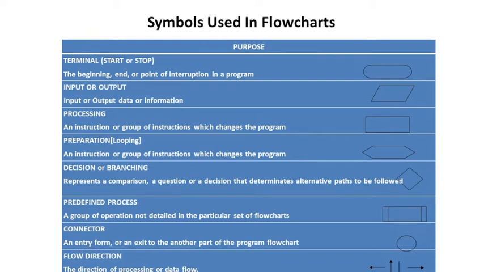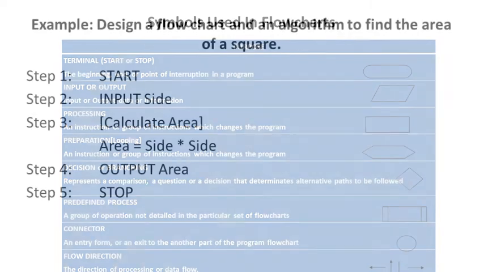Next symbol, this is the predefined process symbol, that is, a group of operations not detailed in the particular set of flowcharts. Next one, the circle, is a connector, an entry from or an exit to another part of the program flowchart. And this arrow mark indicates the flow direction. This indicates the direction of the processing or the data flow.